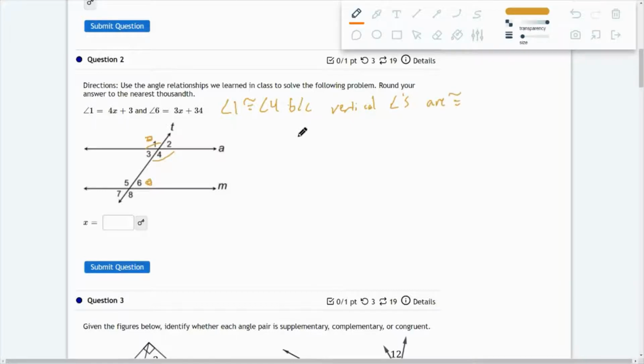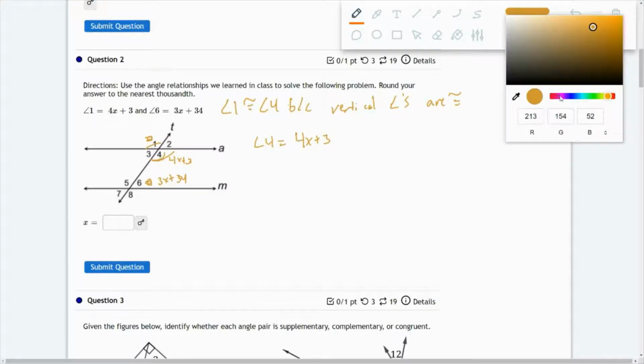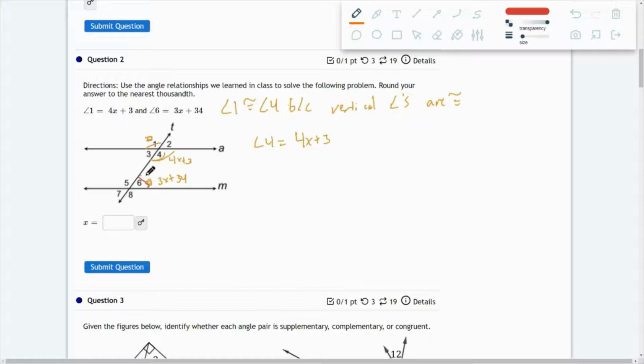Vertical angles are congruent. So that means angle 4 also equals 4x plus 3. Now we also see here that angle 6 is 3x plus 34. If we take a look at angle 4 and angle 6 here, what kind of angles are those? Well, they're between the parallel lines, and they're on the same side of the interior of the transversal. So they are same side interior angles. So angle 4 and angle 6 are same side interior angles.